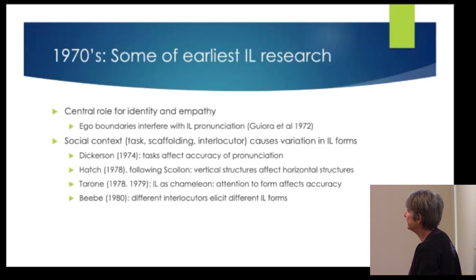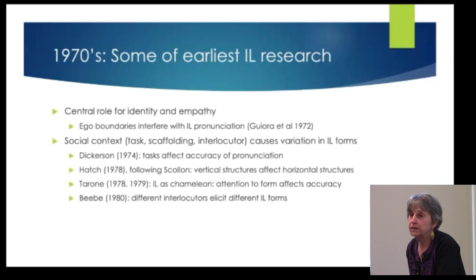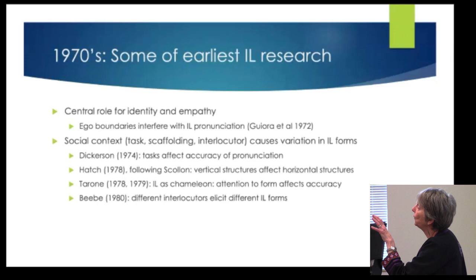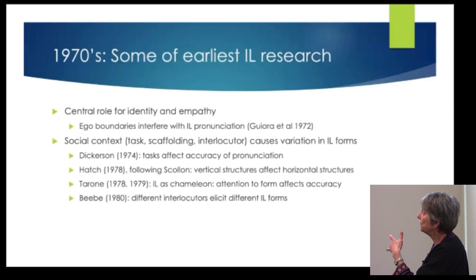So the basic idea with a lot of these studies assumed that social context does cause variation in the language that learners produce. And so Lana Dickerson, and actually this is 1975, 74 was her dissertation, but she published about it in TESOL Quarterly in 75, and it's a very careful study showing sociolinguistic variation using a Varbrul model to show that the task that you're performing affects the accuracy of your pronunciation, right? So when you are focused, relaxed, focused on meaning, you get one set of pronunciation forms. When you're focused on trying to be accurate, you get something else.